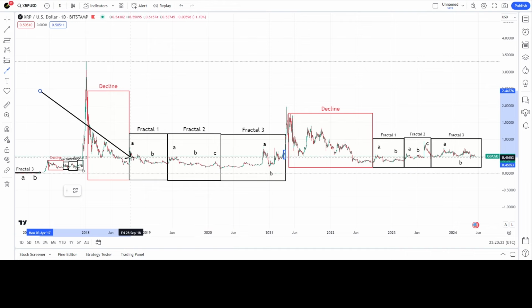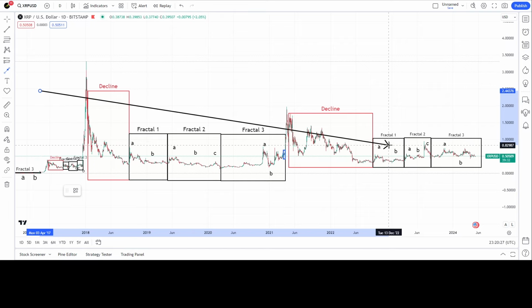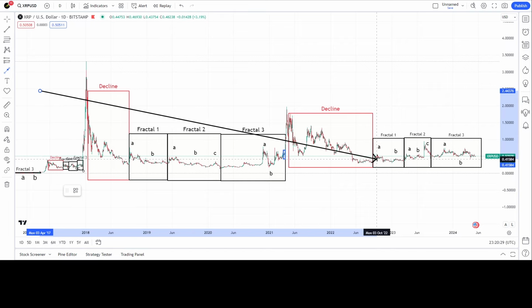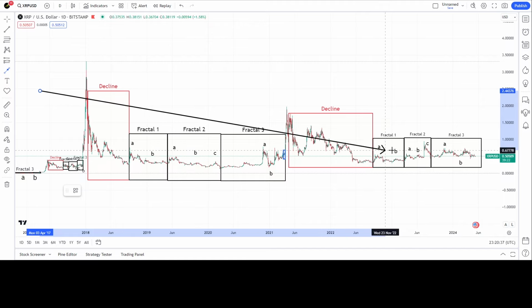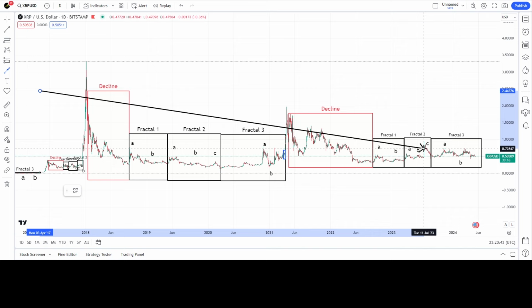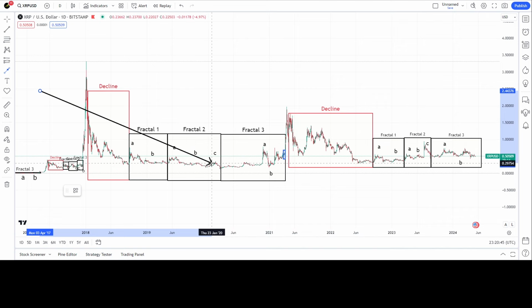So over here in fractal 1 with part A, where it moves up and moves back down, we see that took place over here with this move up and move down, and then in part B it went flat. In fractal 2 we had the three waves. Well, over here we have the three waves as well, wave A, wave B, and wave C. Notice how wave C is so much higher than this wave C. This brings up a very important and interesting point.